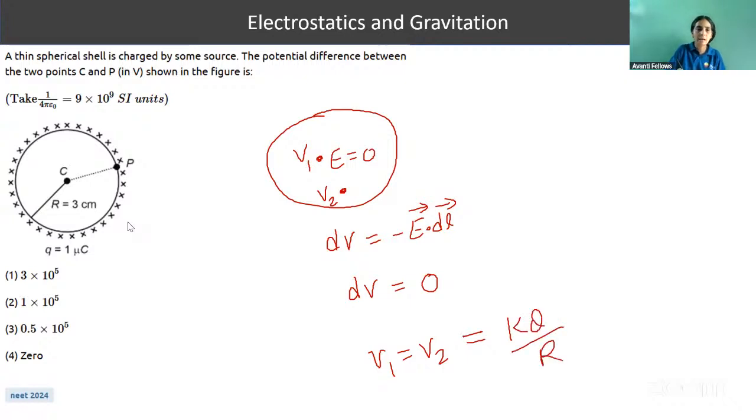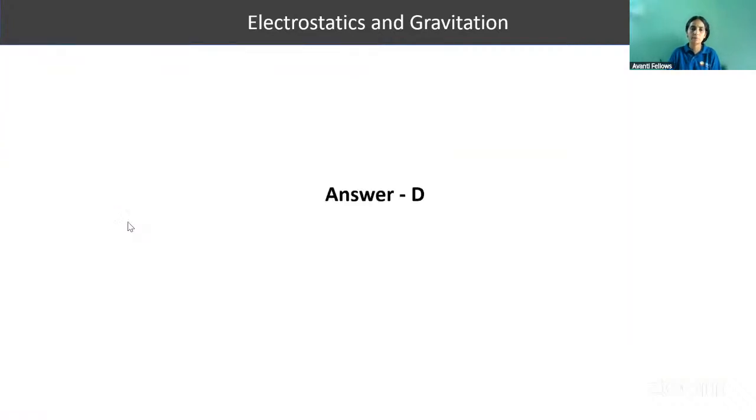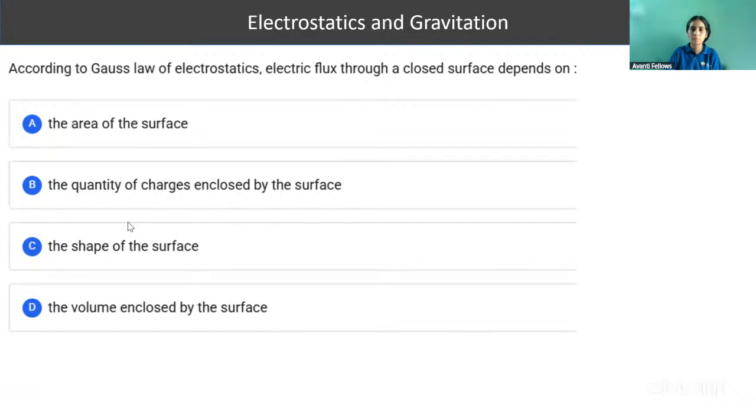Okay. So here P point is on the surface, C point is at the center. So P and C will share same potential. C is an inside point. So at any inside point, potential is same as that at the surface. So if there are so many inside points, all these points' potential is same, and that same potential is equal to potential at the surface. So C and P have the same potential, so potential difference will be zero. So correct answer will be 4. Simple formula based question. Now do this and let me know.